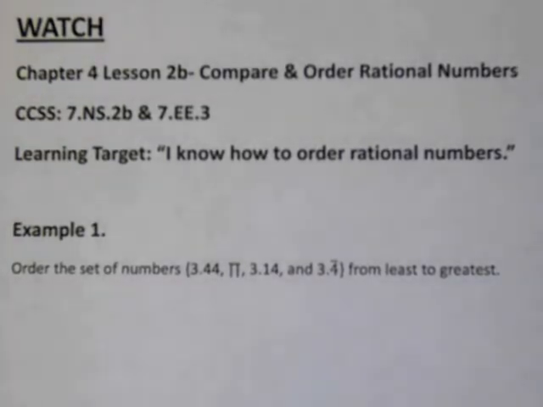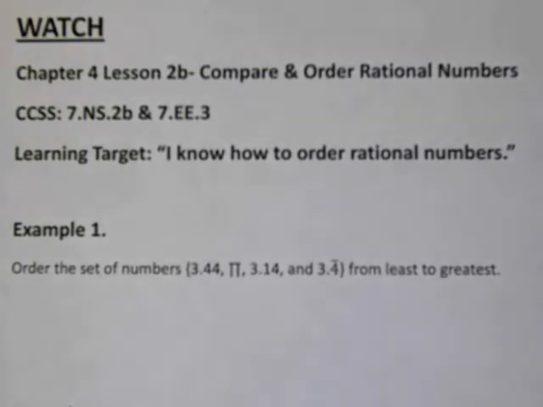It says order the set of numbers 3.44, pi, 3.14, and 3.4 with a bar over the top of it, meaning that 4 is just going to repeat on and on and on from least to greatest.